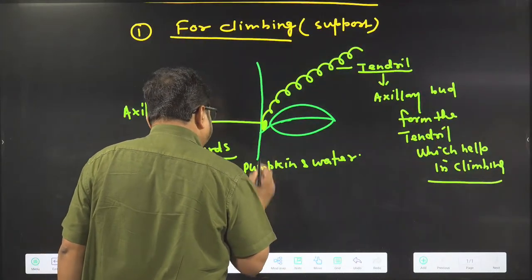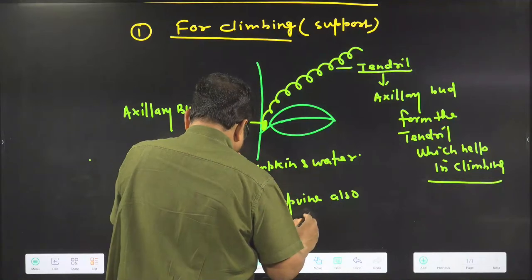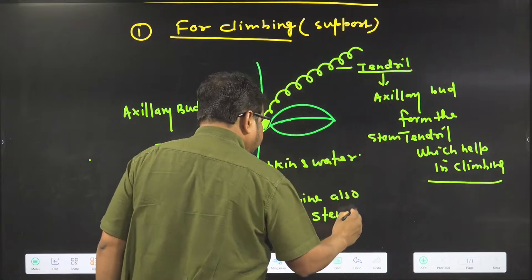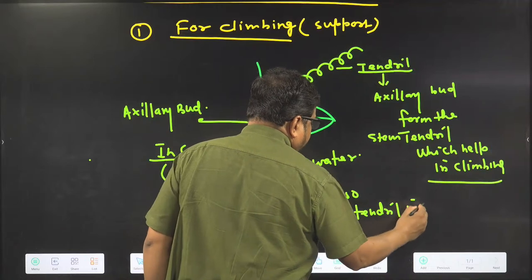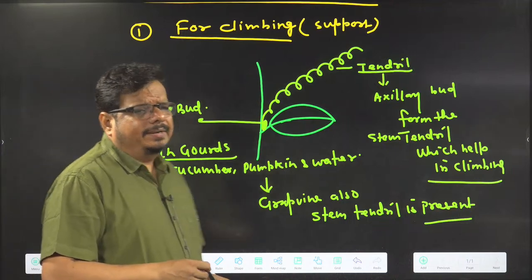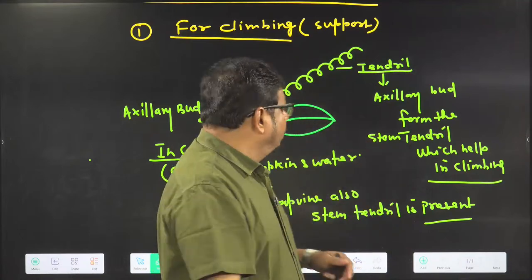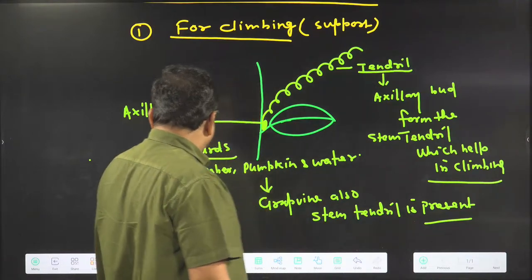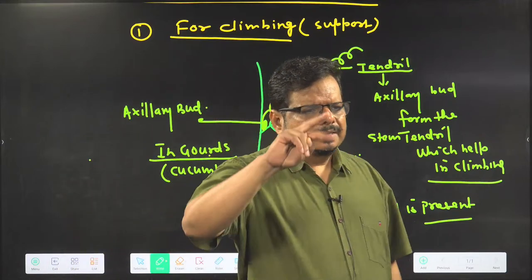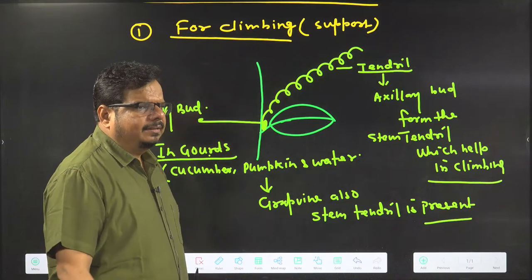NCERT also wrote, in grapevine also tendril is present. And which tendril is there? A stem tendril is there, and this tendril helps in climbing. Now, if you talk about grapevine, actually here the terminal bud is converted into tendril, but NCERT did not write like this. NCERT only wrote axillary bud, and in the same they wrote as examples gourds as well as grapevine. So according to NCERT, no differentiation is there. So that is the reason I did not write separately for grapevine. Is it clear in the mind?